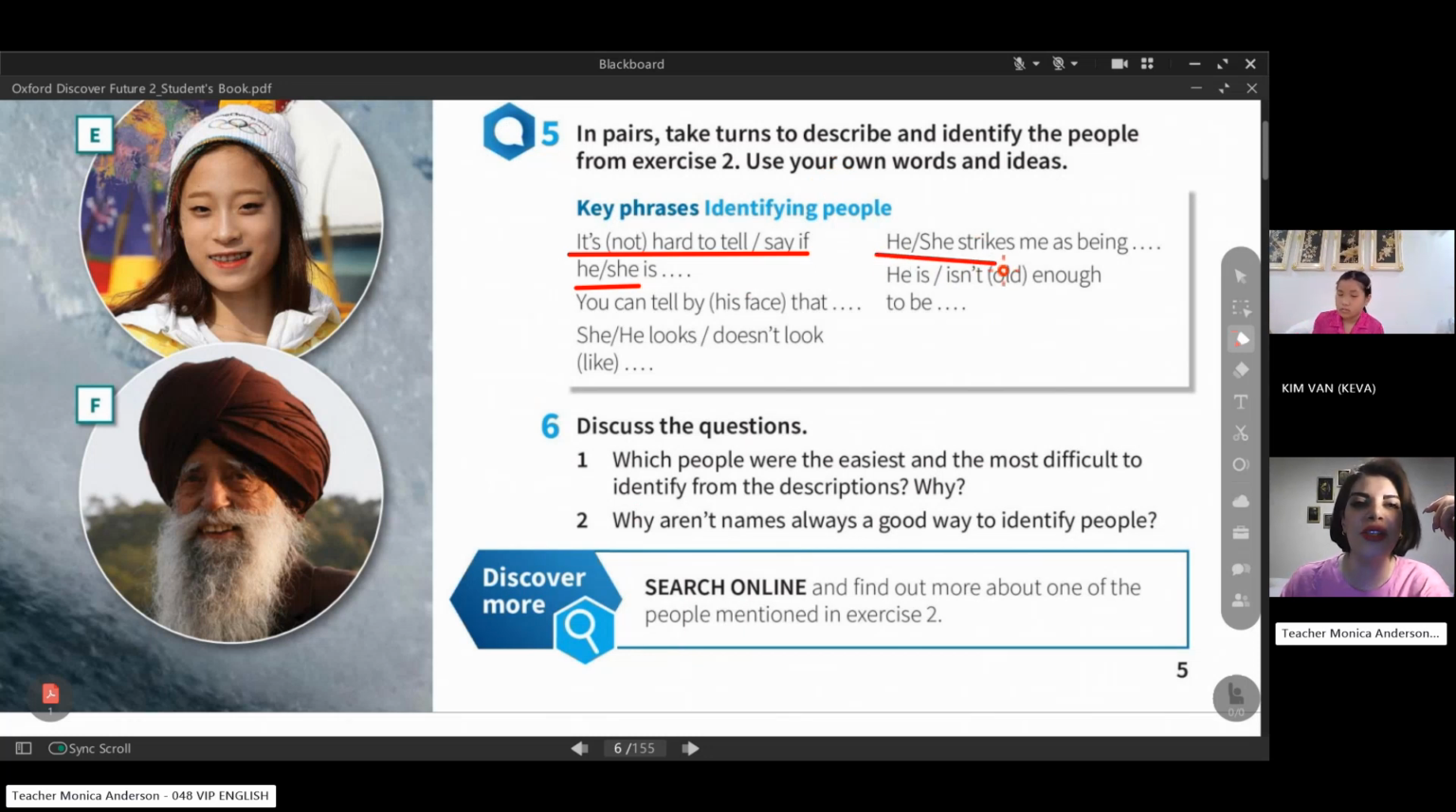This one is new. So look, when someone strikes you, it means he or she causes you to think about someone. When I see this person, she strikes me. For example, Angelina Jolie. It means she causes me to think about Angelina Jolie. We need to guess. Yeah?